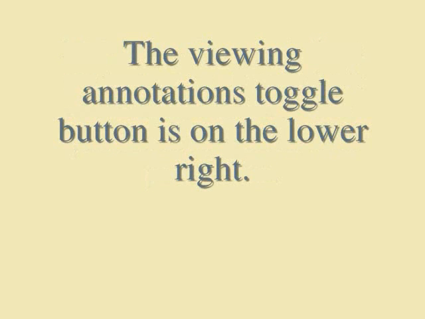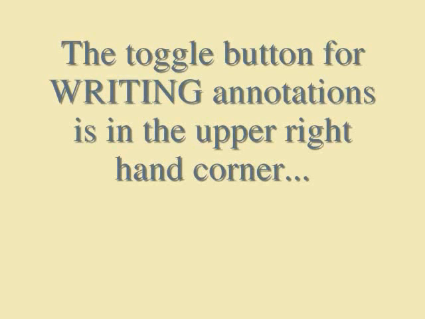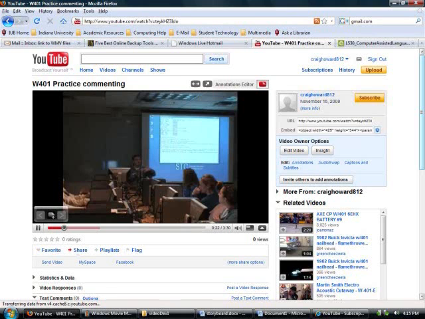So the viewing annotations toggle button is on the lower right hand side of the viewing screen. It's a little arrow pointed up. The writing annotations button is on the upper right hand side of the screen. That's a red square box with a white triangle in the middle. Make sure that you have annotations turned on.